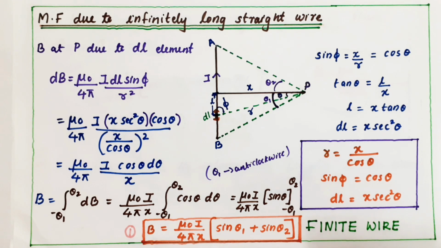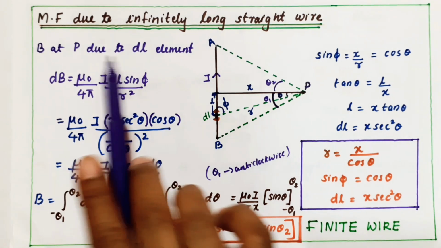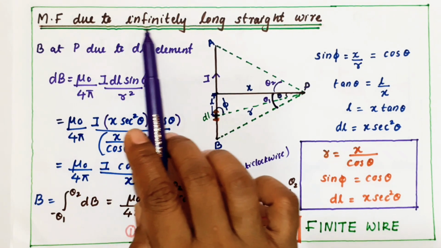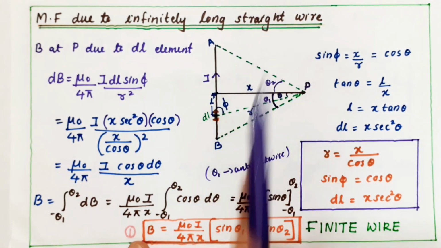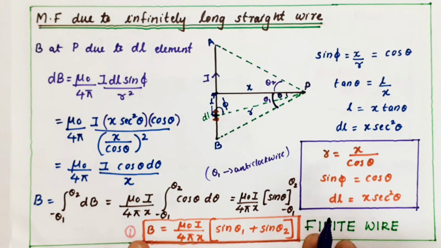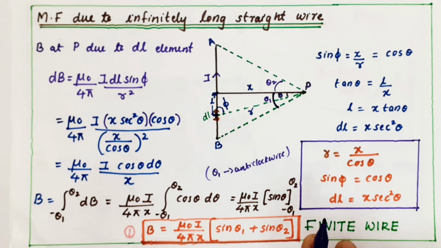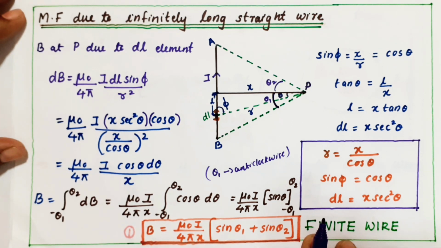This is Moving Charges and Magnetism Part 6 video. In this video, I want to discuss the magnetic field due to an infinitely long straight wire. Actually, not only infinitely long, I am doing the finite case also.